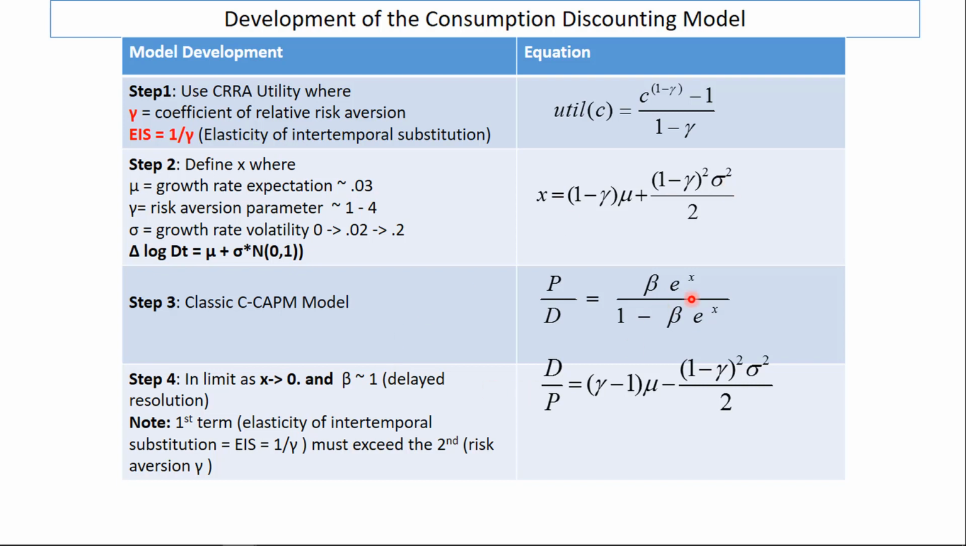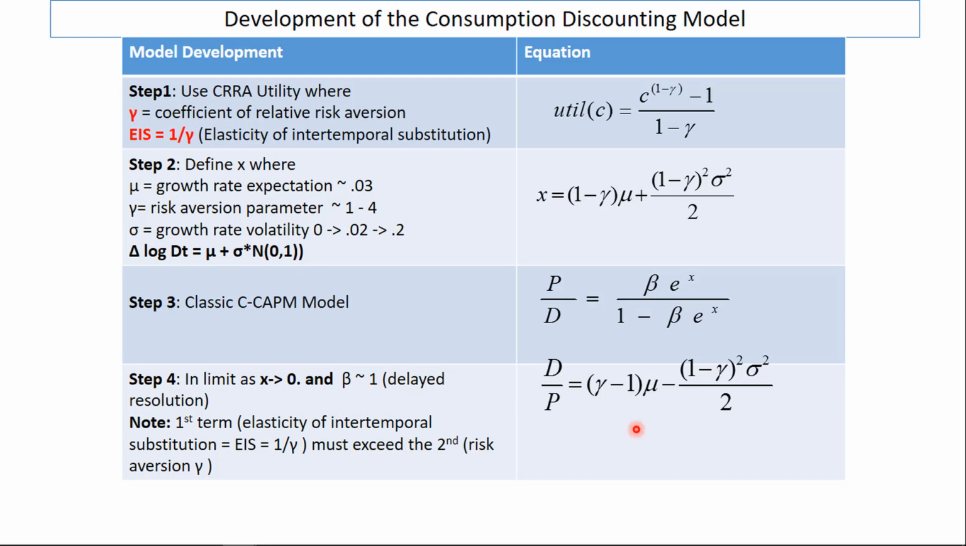So you can expand the exponentials here. And if in addition I assume that beta is very close to 1, which means that we're doing very long time discounting, we can then rework this equation in the following way. By expansion, setting beta to 1, you can easily obtain that the dividend yield is (gamma minus 1) mu minus (1 minus gamma squared) sigma squared over 2, which is just minus x. And so this result requires only that x be small and that beta be close to 1.